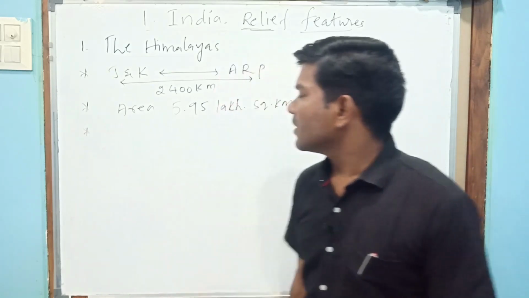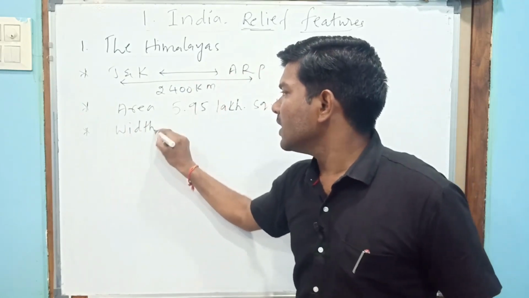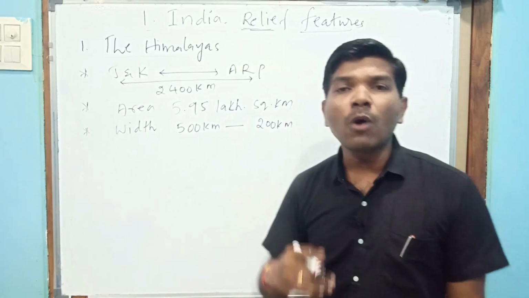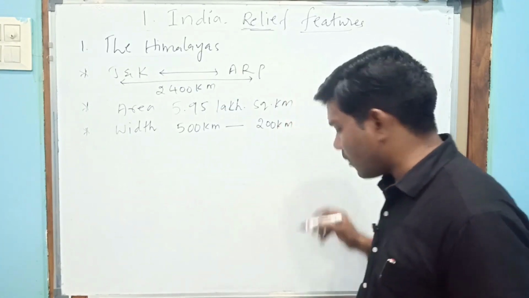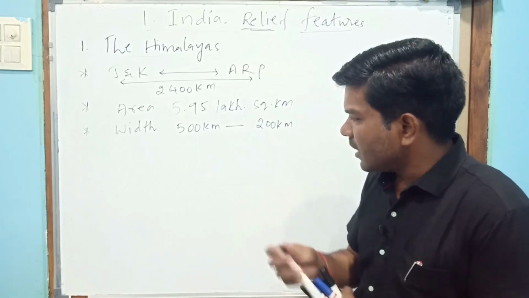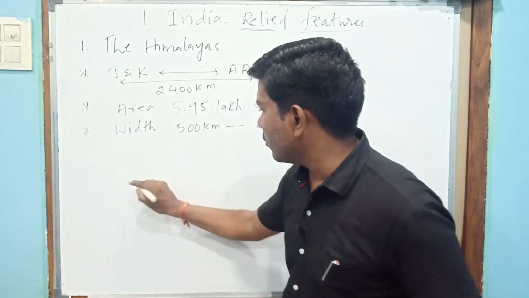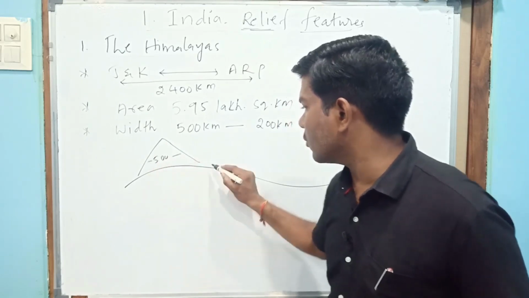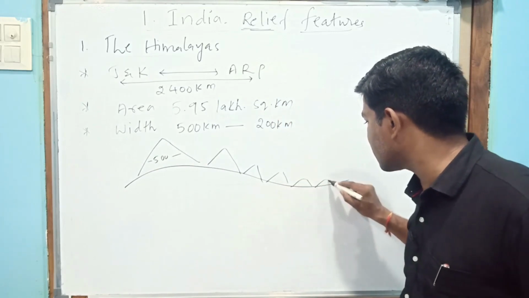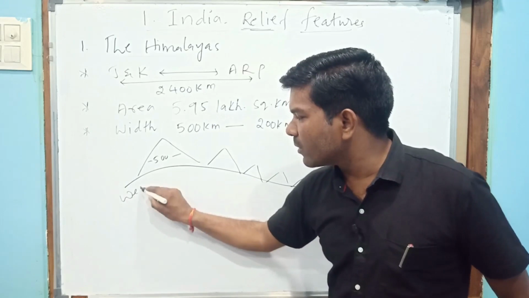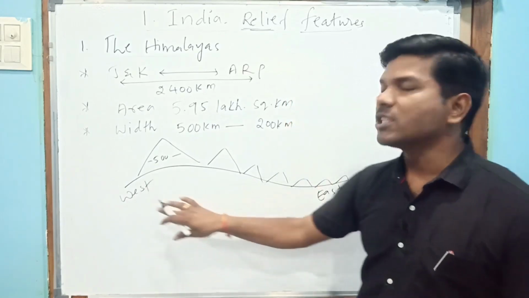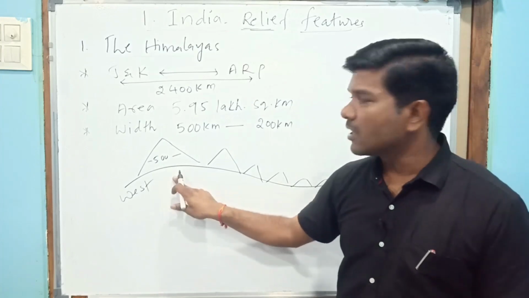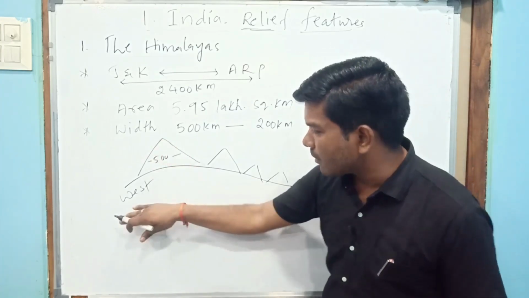And the width of the Himalayas is 500 kilometers to 200 kilometers. Somewhere the mountain width means, for example, these are the mountain ranges. Here we have a mountain. Whenever the width here is 500 kilometers, this gap is 500 kilometers. This is less. So whenever you are moving from the west to east, the width of the Himalayan ranges decreases. And not only width, you can also see the height. Height also decreases from west to east.